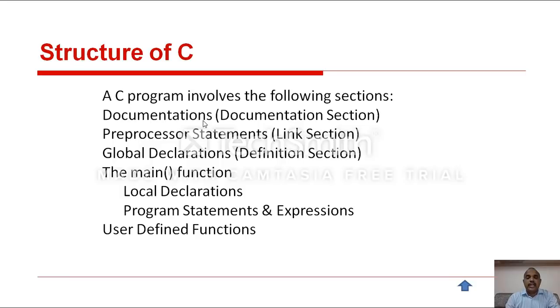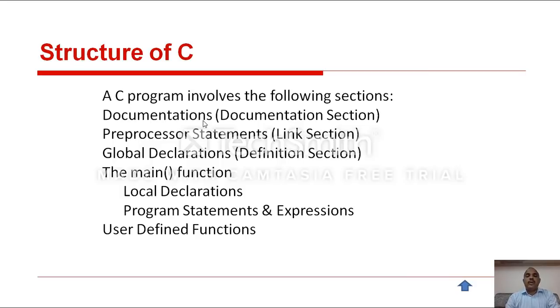Next section, preprocessor statements. That is also known as the link section. In our program, we develop some code, and some predefined functions are used while developing the code. Predefined functions are enclosed within our C software. Then we want to link our code to C software using preprocessor statements. Which is the preprocessor directive symbol? Hash is the preprocessor directive symbol.